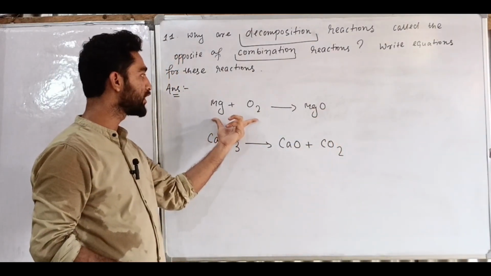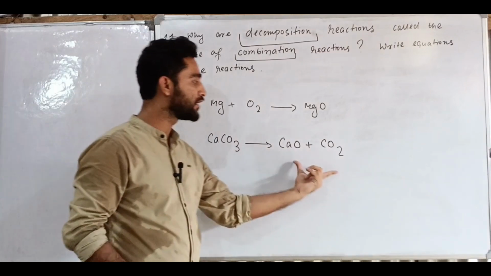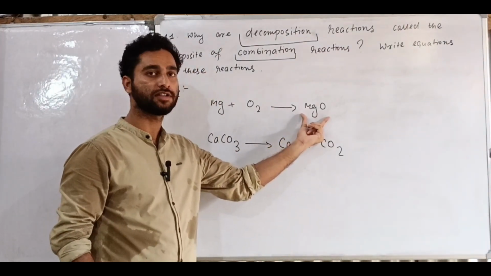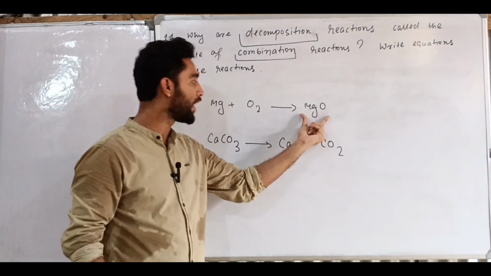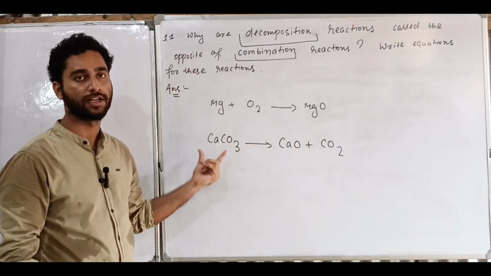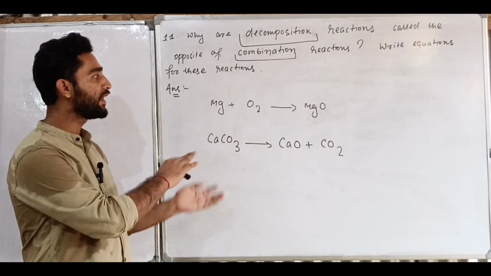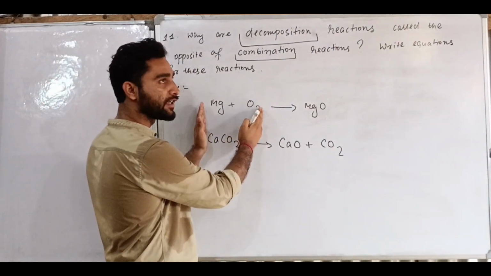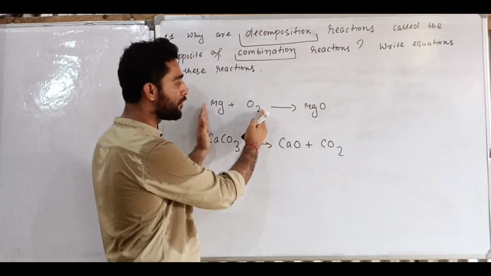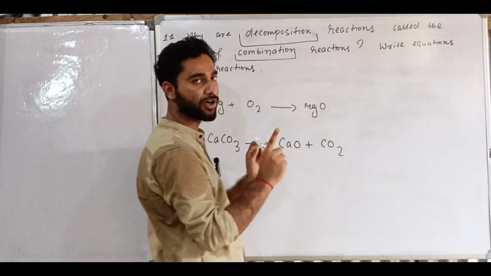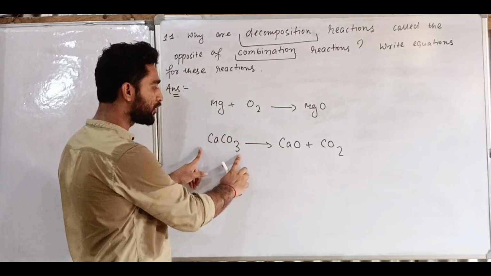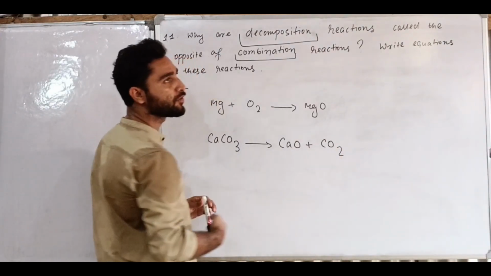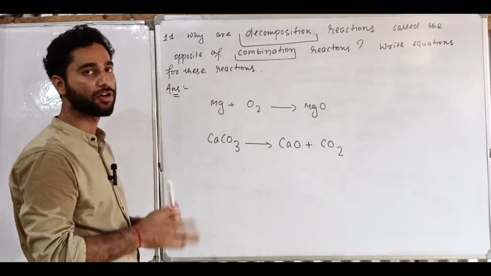In case of combination reaction, the reactants are two. But in case of decomposition reaction, the products are two. In combination reaction, the product is one, but in case of decomposition reaction the reactant is one. So why are they called opposite of each other? Because in combination reaction, two or sometimes more than two reactants combine and form a single new product, whereas in decomposition reaction a single reactant decomposes into two or more products. That is why they are called opposite of each other.